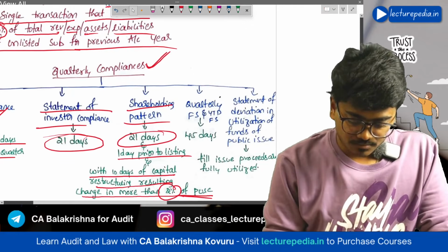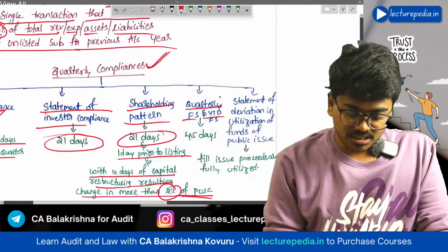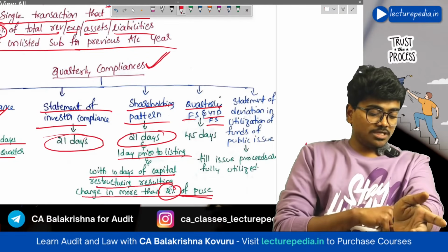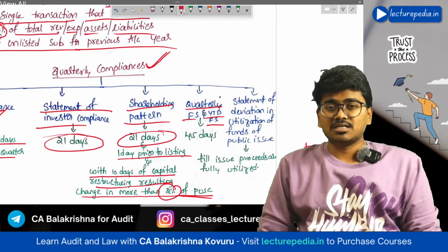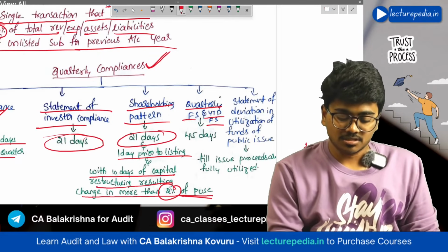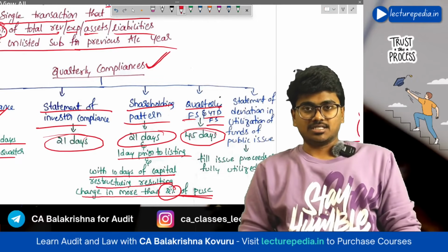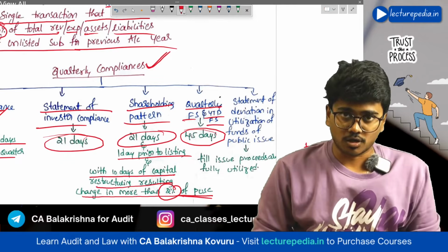Next, quarterly financial statements and year to date financial statements. You should also submit quarterly financial statements and year to date financial statements to the stock exchange within 45 days from the end of the quarter. This is also a quarterly compliance.